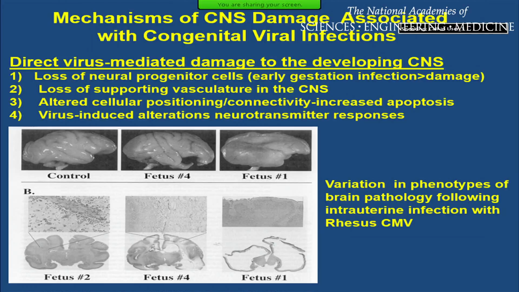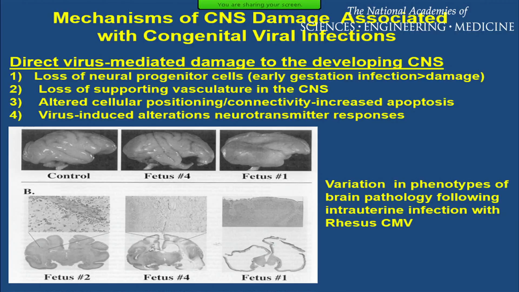So what are the direct postulated mechanisms of disease, direct virus-mediated damage to the developing CNS? There could be loss of neural progenitor cells. Clearly, these viruses have been shown to infect neural progenitor cells and cause damage or loss. Importantly, they could infect the supporting vasculature in the CNS, and as a result of any loss of vasculature, certainly you would lose the parenchyma of the CNS.